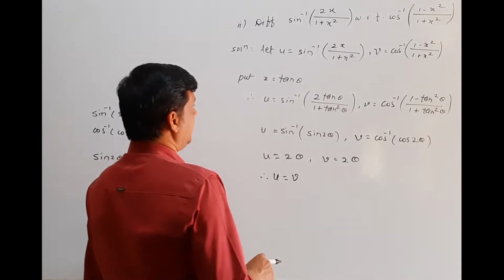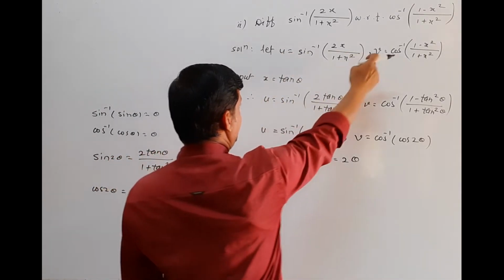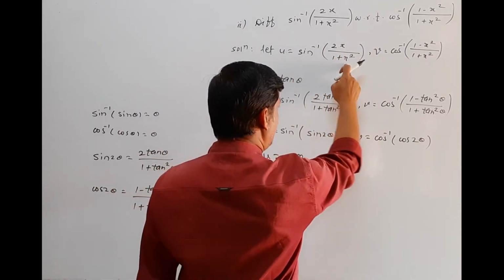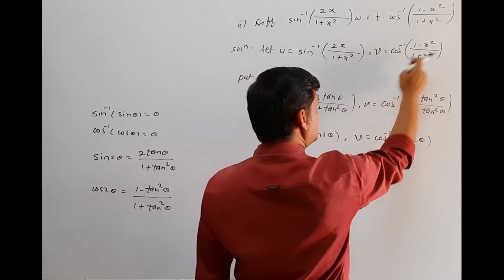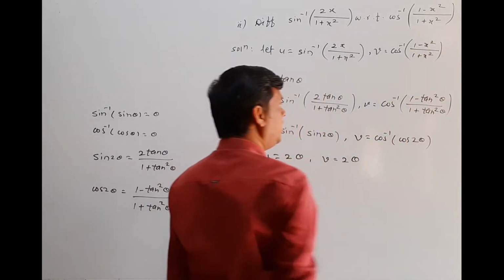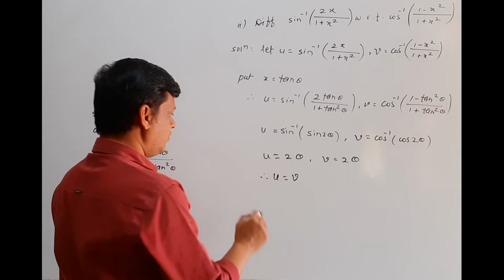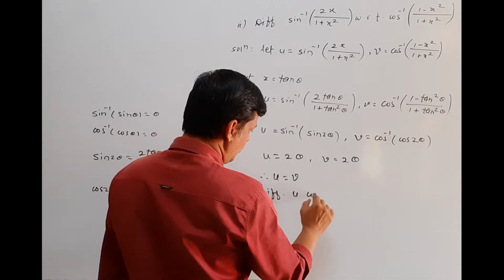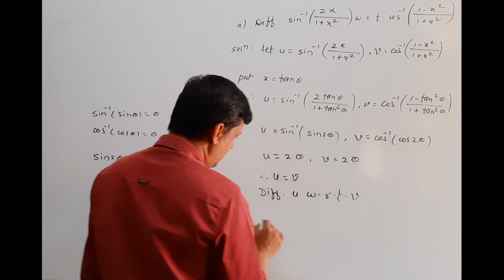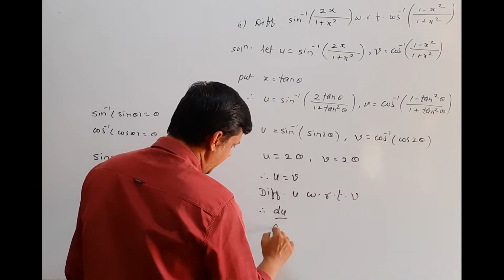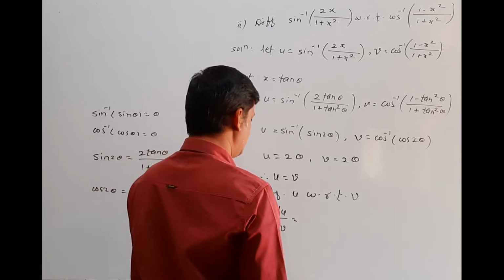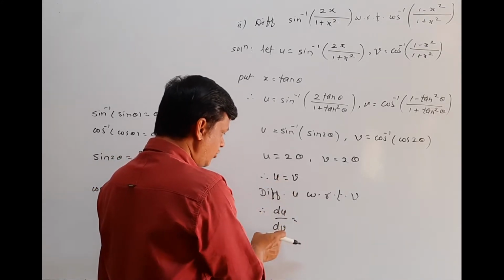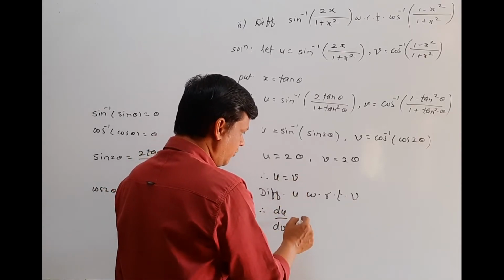Now we require the derivative of u with respect to v, that is, the derivative of sin inverse of 2x upon 1 plus x square with respect to cos inverse of 1 minus x square upon 1 plus x square. So we write here, differentiate u with respect to v, therefore du by dv is equal to, on the left hand side, the derivative of u, and in the denominator the derivative of v.